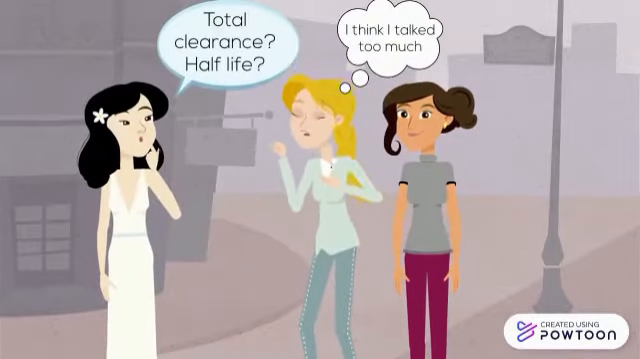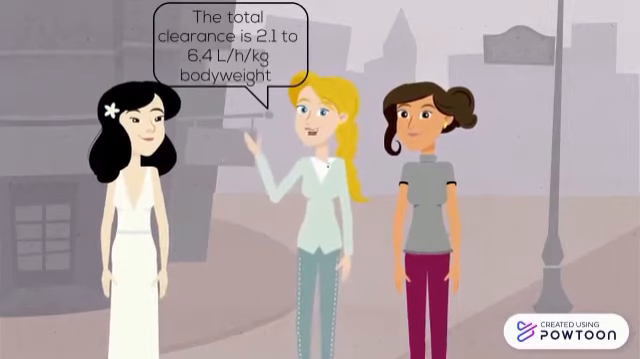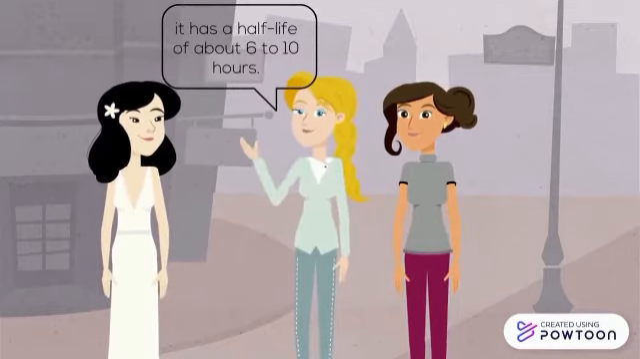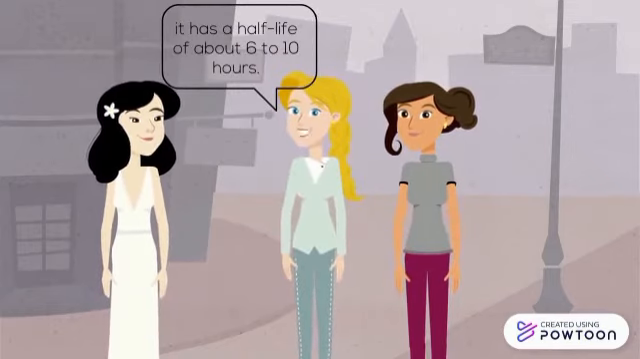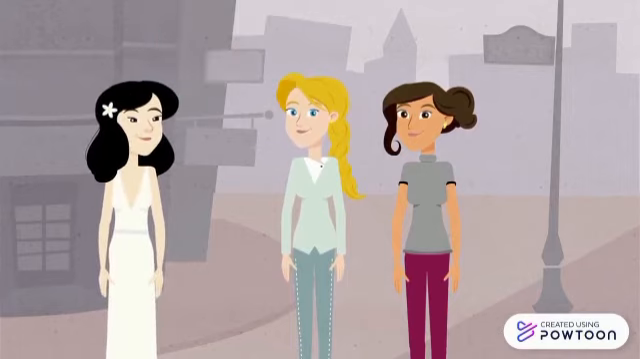How about the total clearance and the half-life? Total clearance is 2.1 to 6.4 liters per hour per kilogram body weight, and it has a half-life of about 6 to 10 hours. Oh, so what kind of diseases can this drug treat?